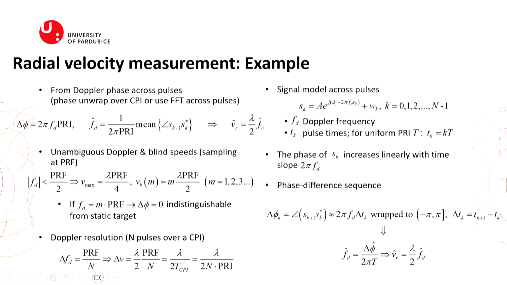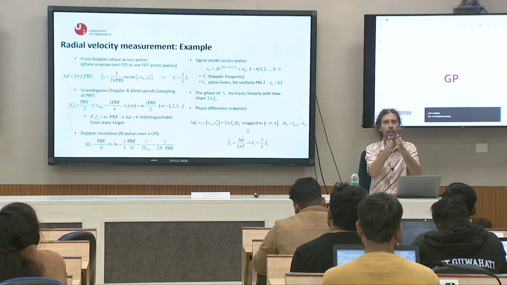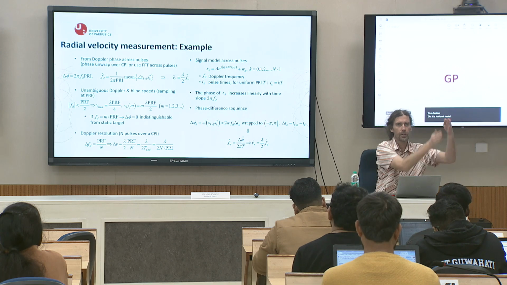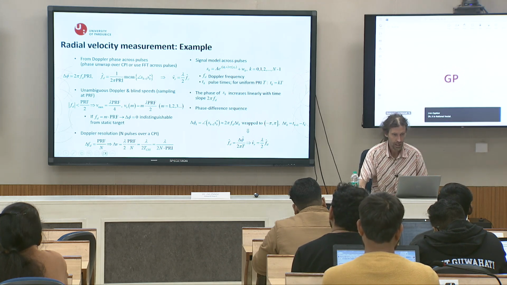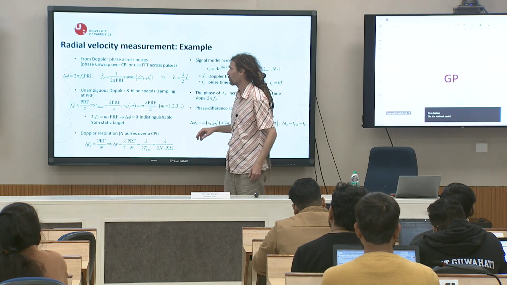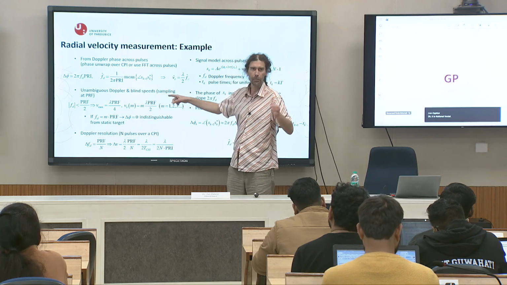So this is the signal model. It is an example of a signal model. So imagine that you receive Doppler phase across pulses. You unwrap phase over the CPI or use FFT. There are 2 approaches. So imagine you get one sample, second sample, and you evaluate the difference between phases of 2 samples. Then between the second sample, third sample, fourth sample, fifth sample, and continue and continue. And what is unambiguous Doppler or blind speed, because it is almost the same? It means sampling at PRF.